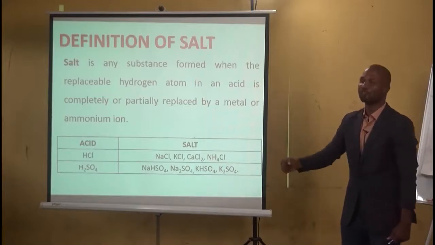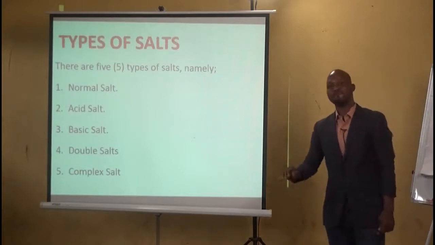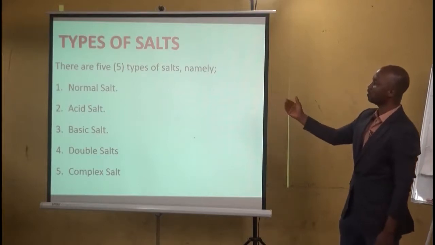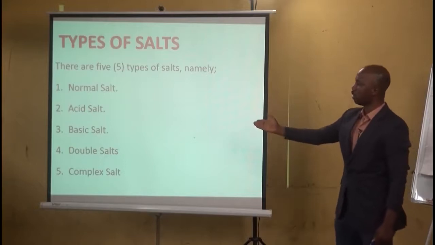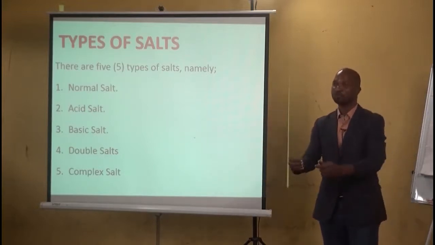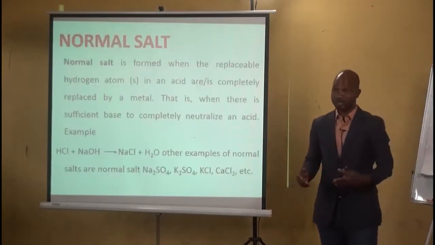Now, in our next discussion, we'll be looking at the different types of salt. We have 5 basic types of salt, and their names are normal salt, acid salt, basic salt, double salt, and complex salt. As we go on, I will explain these types of salt one after the other and with examples.